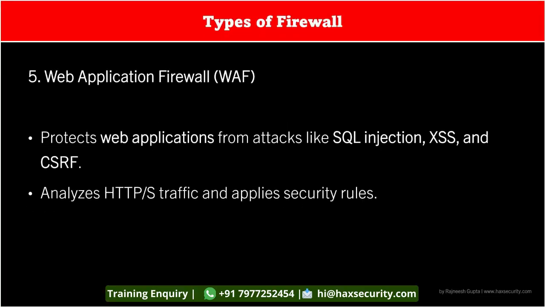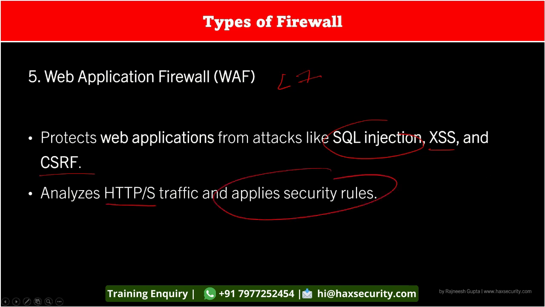The fifth one will be a web application firewall, which is WAF. It's working again on layer 7, protecting the web application from attacks like SQL injection, XSS, and CSRF. You might have heard about the OWASP top 10 vulnerabilities. Not only that, but it prevents such attacks and vulnerabilities as well. It is analyzing the HTTPS traffic and applies the appropriate security rules.